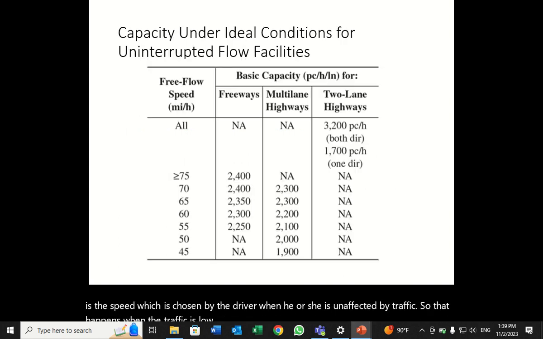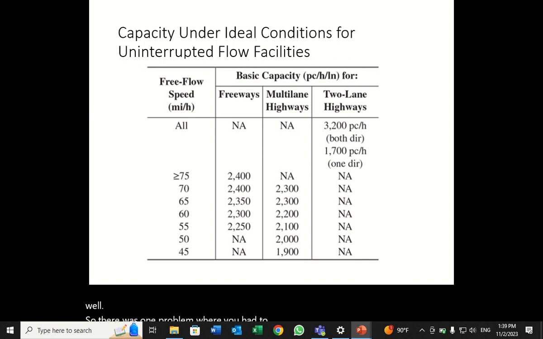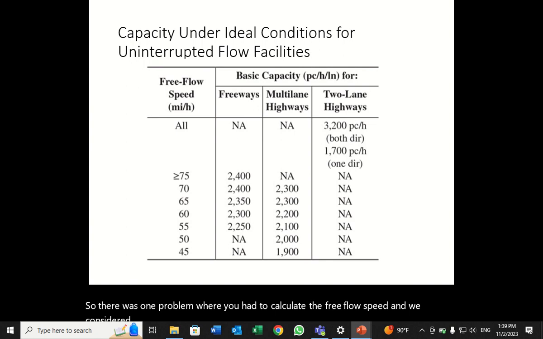I just solved the exam problems as well. There was one problem where we had to calculate the free flow speed and we considered density to be 0 at that time, so no traffic. So it is basically an indicator or a measure of the design speed of the road.